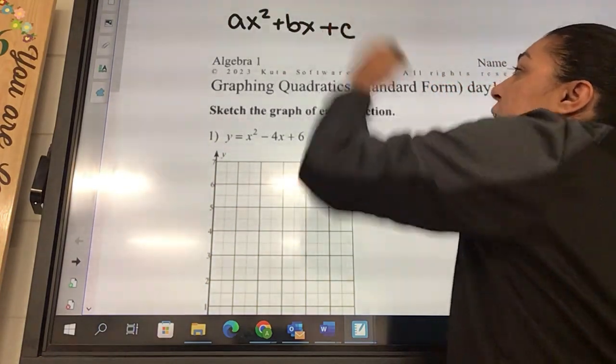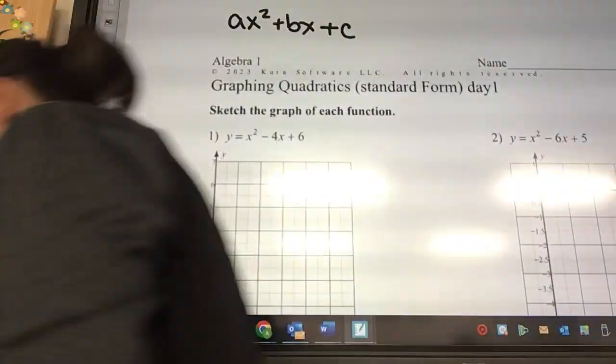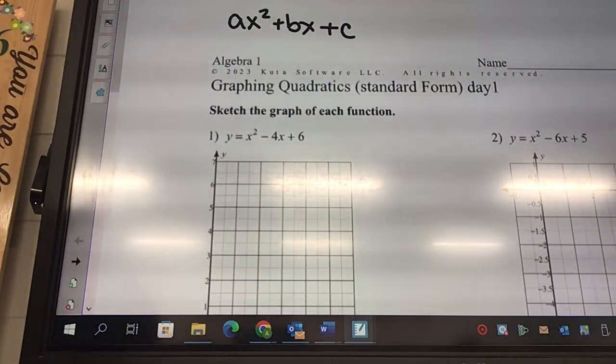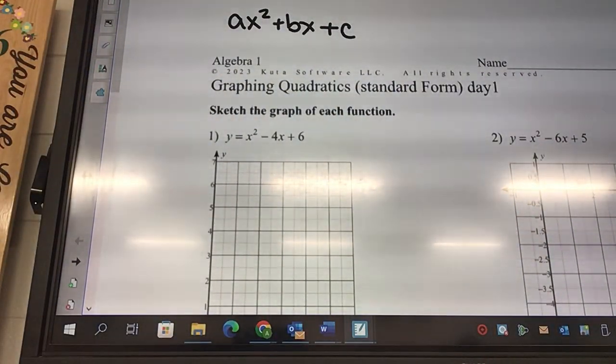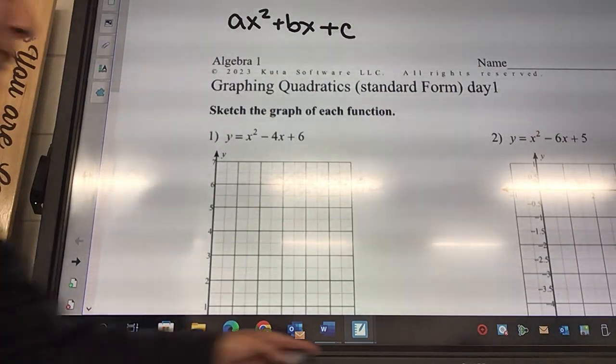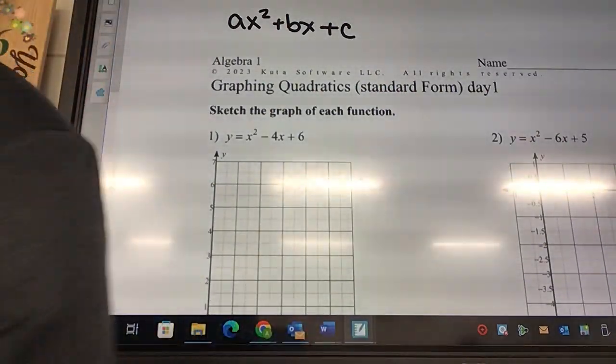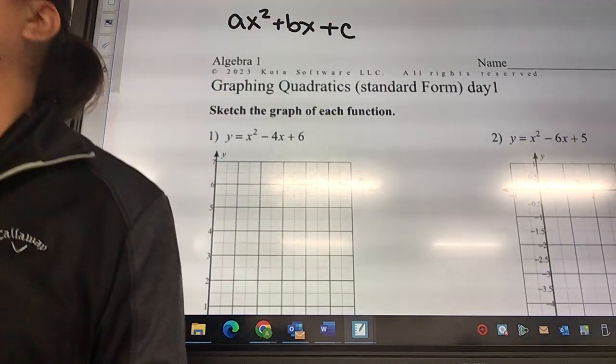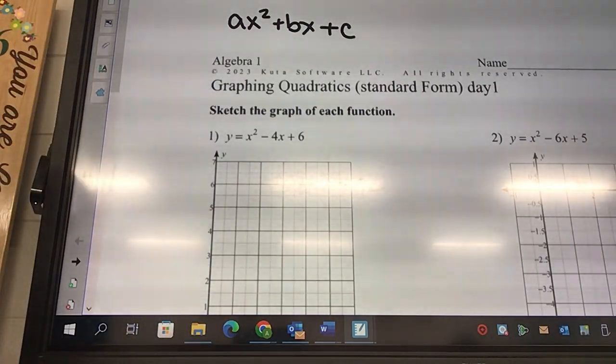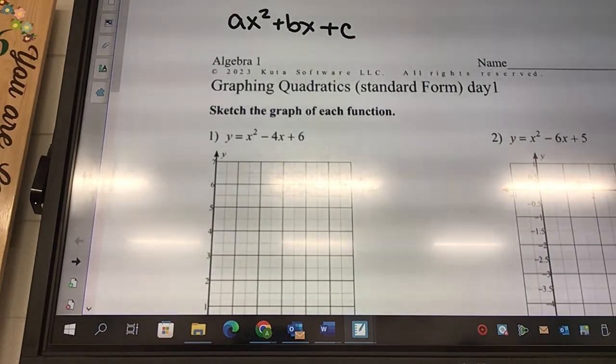a is always by the x squared, b is always by just one x, and c is always just the number. Just to run through them, if we look at number 1, what is your a value? 1. What is your b value? Negative 4. What is c? 6. Perfect.